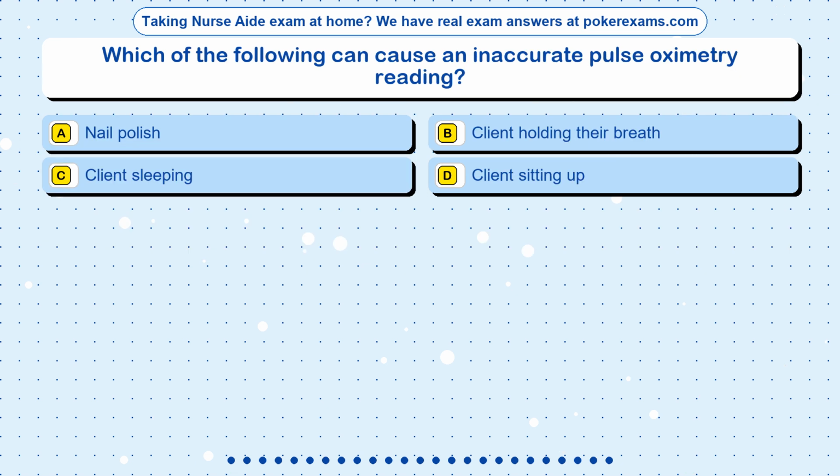Question 11. Which of the following can cause an inaccurate pulse oximetry reading? Option A. Nail polish. Option B. Client holding their breath. Option C. Client sleeping. Option D. Client sitting up.